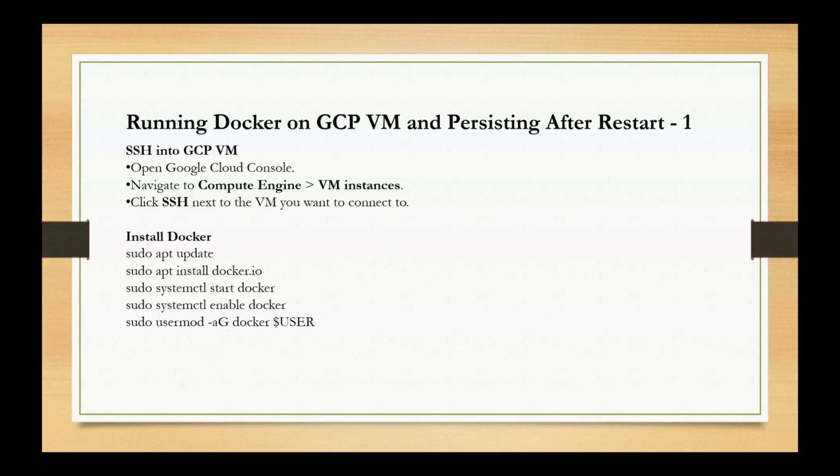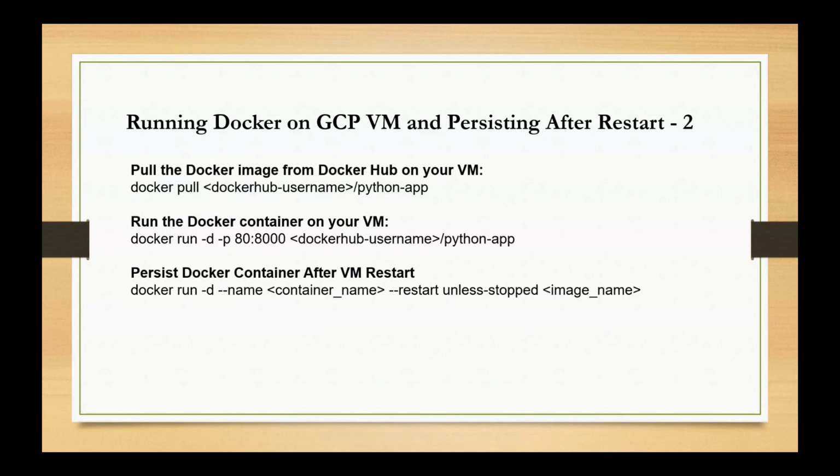Once you complete this process, you have installed Docker in your production virtual machine. Next step is you need to pull your Docker image. Whatever Docker image you have pushed from your local machine to Docker Hub, you need to pull it here, and after that you need to run this Docker image in a container.